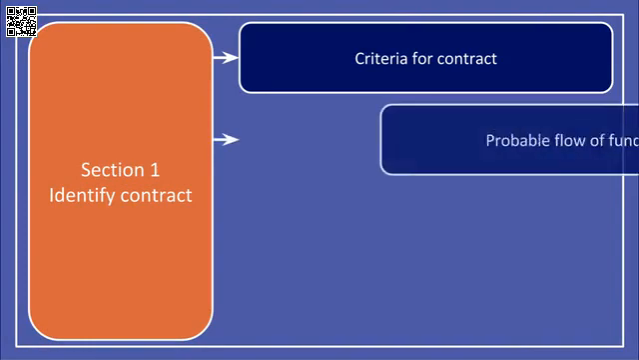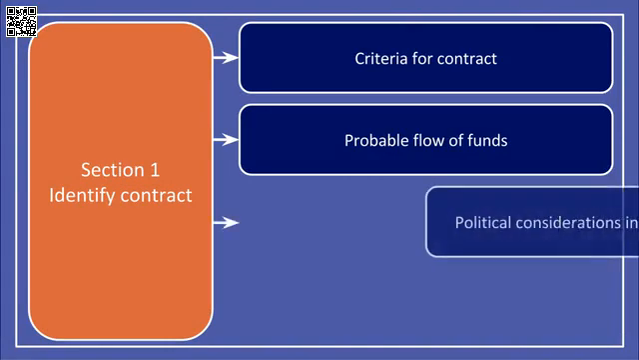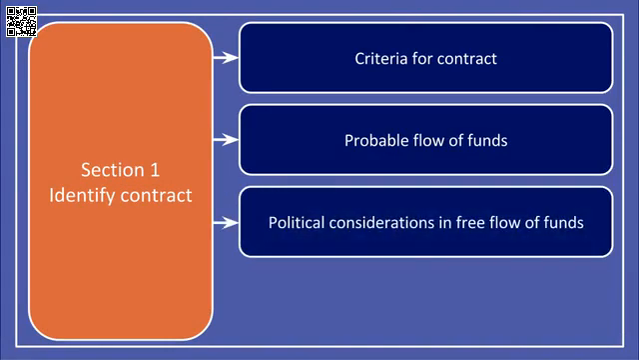The framework contains 5 sections. Section 1. Identify contract with a customer. This section sets out the criteria that have to be met for a contract to be in place with a customer. One of the requirements is for there to be a probable flow of funds. As well as giving consideration to credit status of companies, it is worth also considering any political considerations that exist in the country of trade that may restrict the flow of funds.